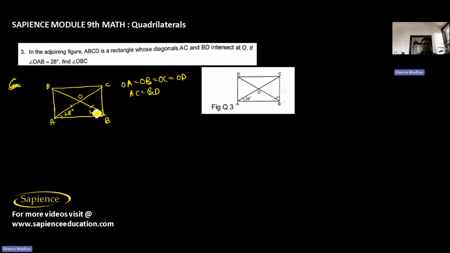So this is also 28 degrees, and each interior angle of a rectangle is a right angle. So therefore, angle OBC will be equal to 90 degrees minus 28 degrees. So that will be equal to 62 degrees.